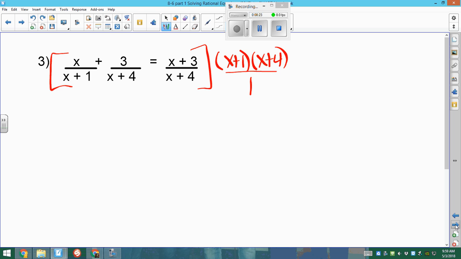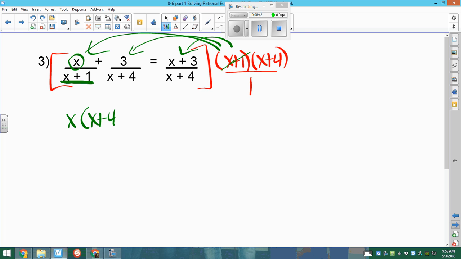So again, what's coming next? We're going to multiply that to every single term. Some things will cancel and some things will remain. So looking at the first one, the x plus 1 will cancel out with the x plus 1 we're multiplying by. We're left with the x from the numerator and then the factor of x plus 4.